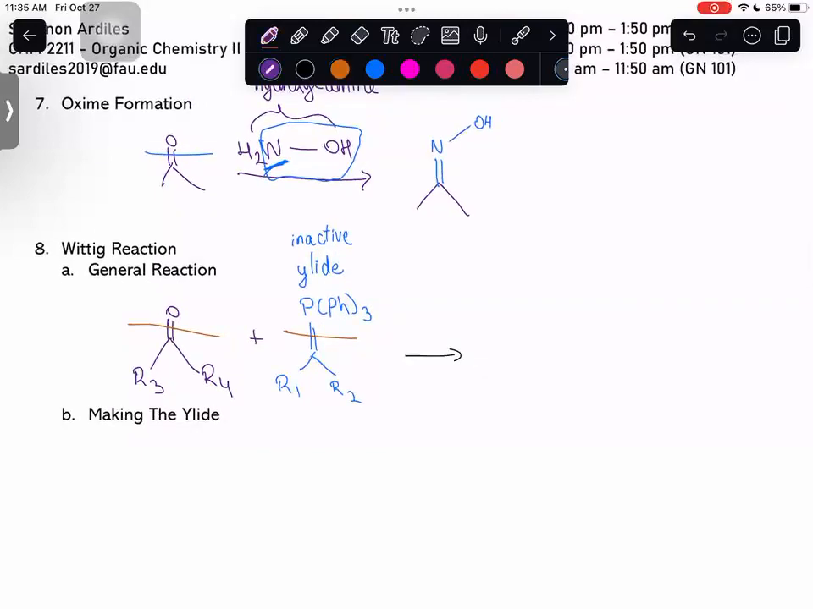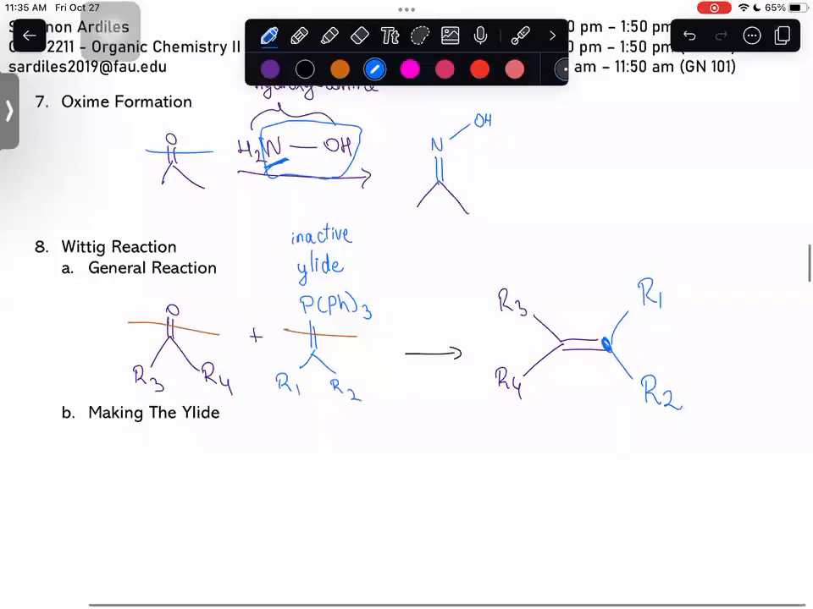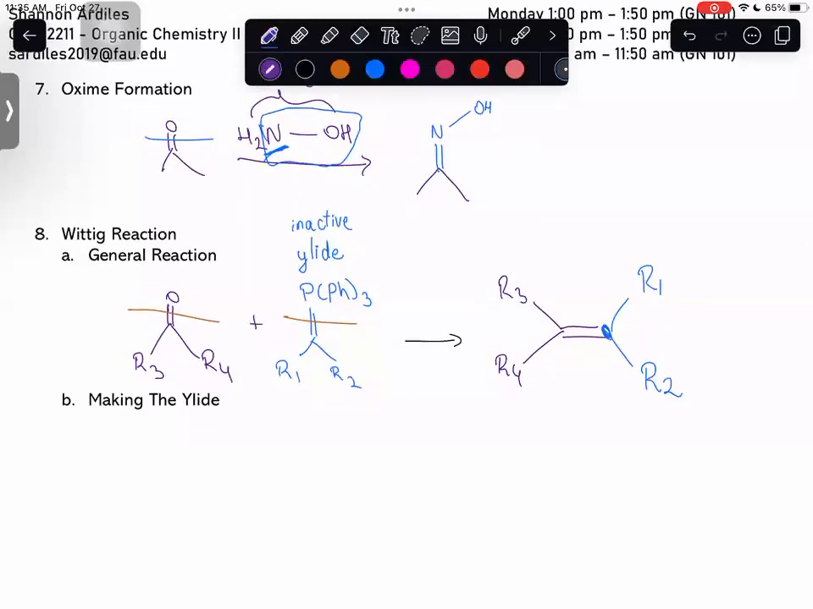So I'm gonna keep the legs from my ketone, R3 and R4. I'm gonna have now a double bond and then connected to the other side, now I'm gonna have R1 and R2. What about the E/Z? How does that go? You always wanna form the trans one, but in this case, because they're just generalized, it doesn't really matter. And then technically your byproduct, before you guys ask, is gonna be this guy.